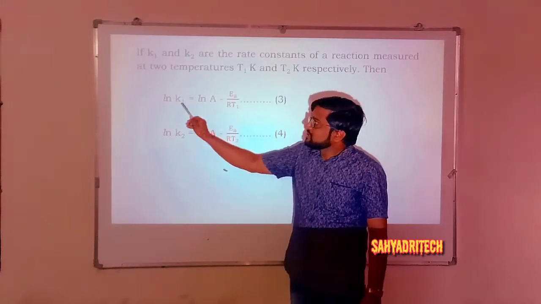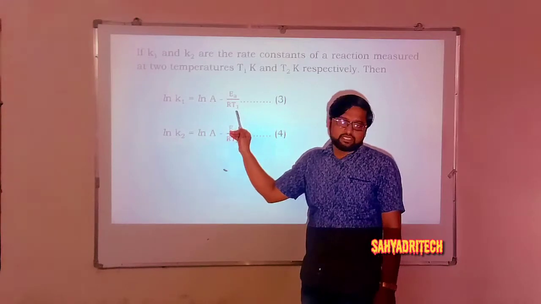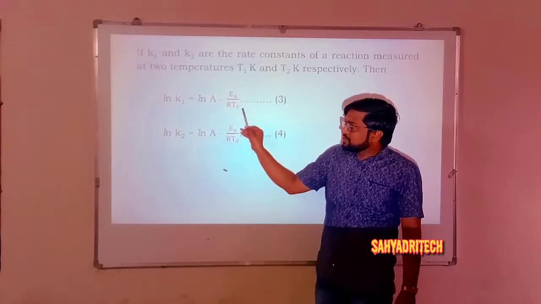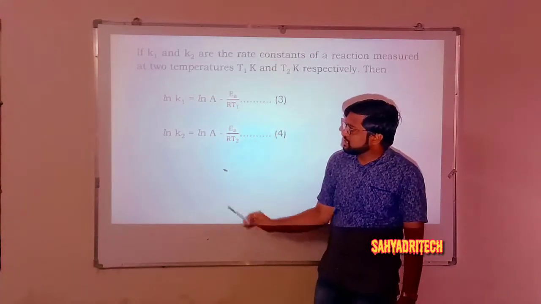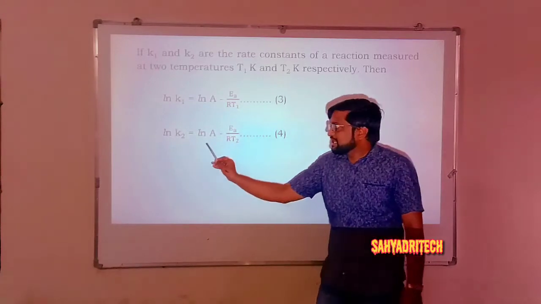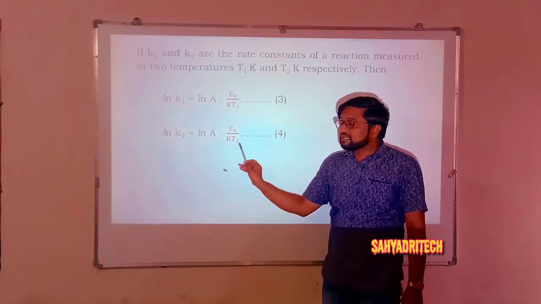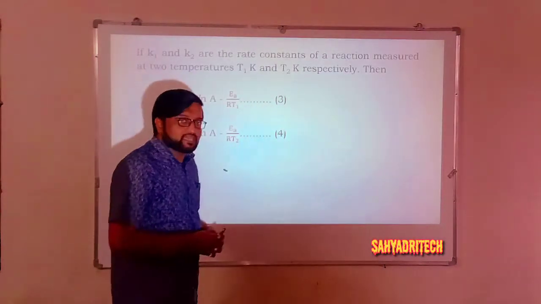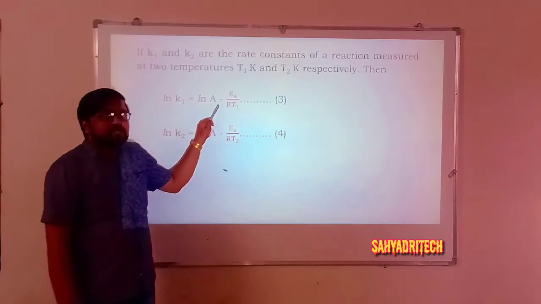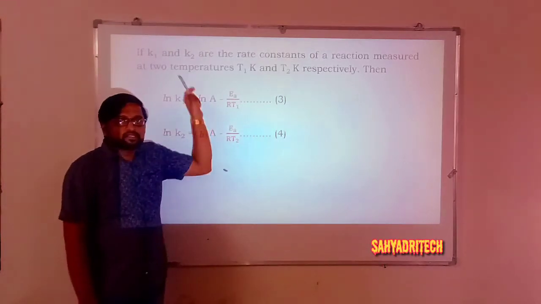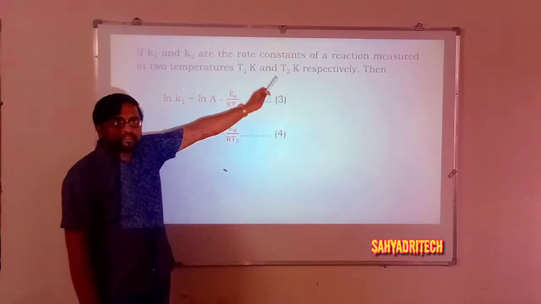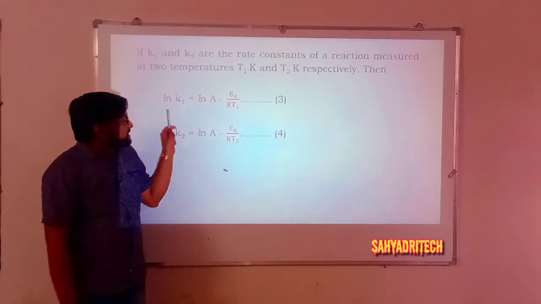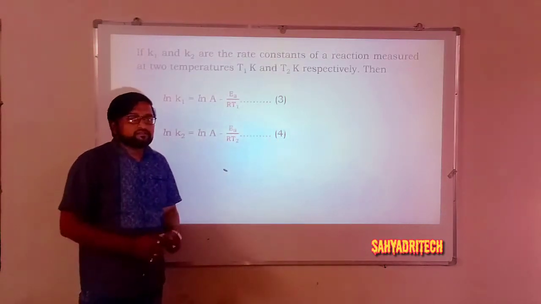What are the changes here? Rate constant value and temperature change. So ln K1 is equal to ln A minus Ea by RT1, equation 3. Similarly, ln K2 is equal to ln A minus Ea by RT2, equation 4. General equation, as I said, ln K is equal to ln A minus Ea by RT. If I consider two rate constant values at two different temperatures, accordingly we are considering the equations ln K1 and ln K2, so equation 3 and equation 4.